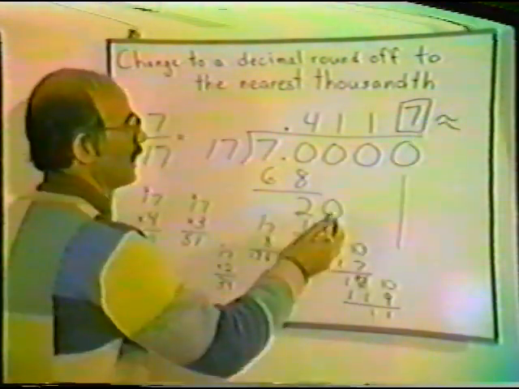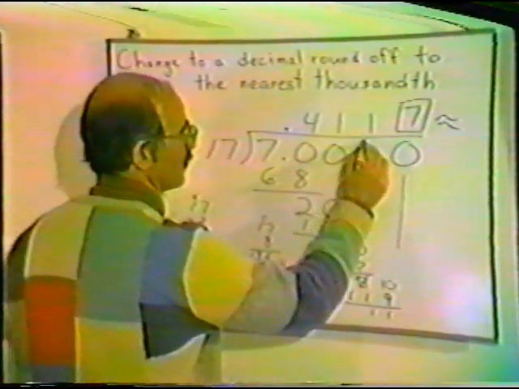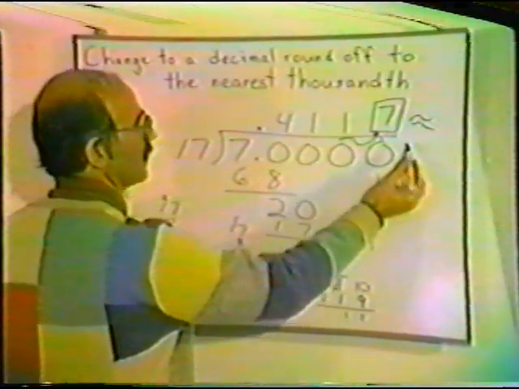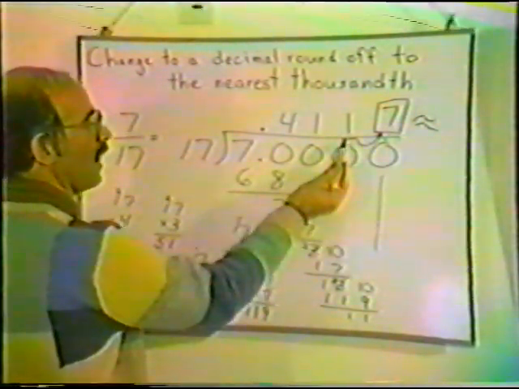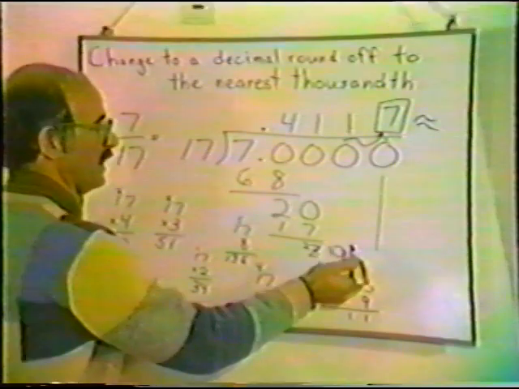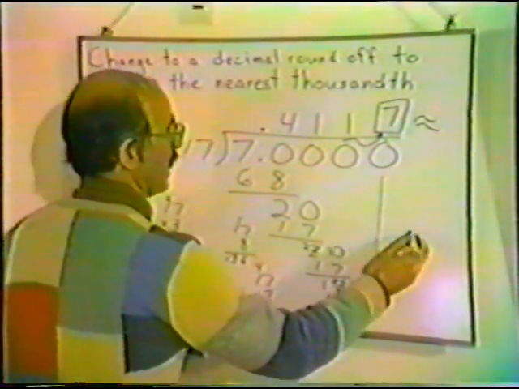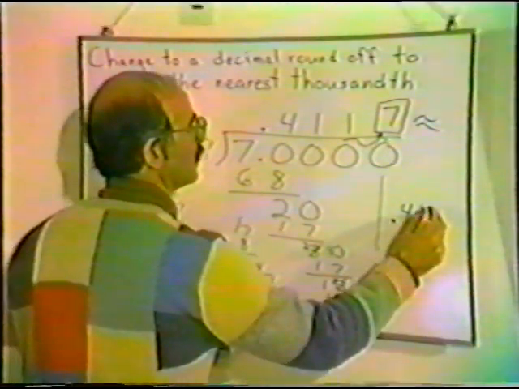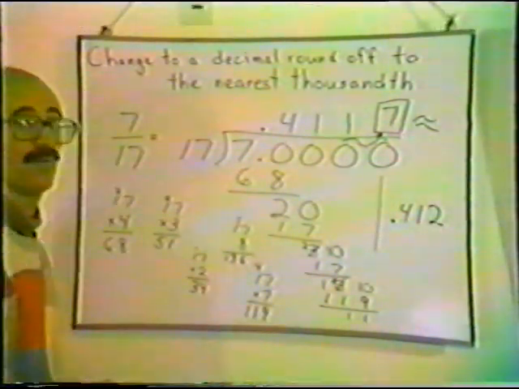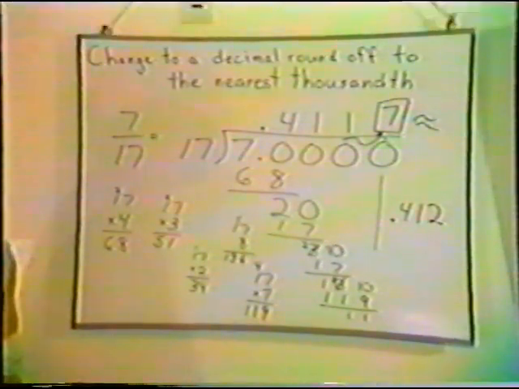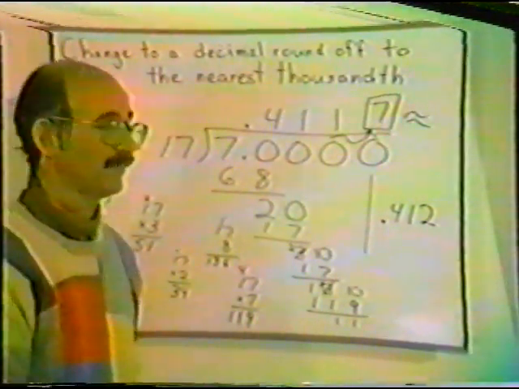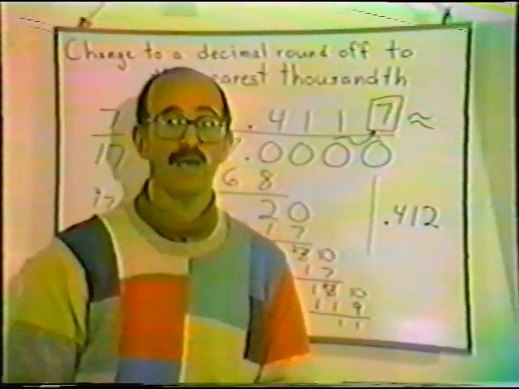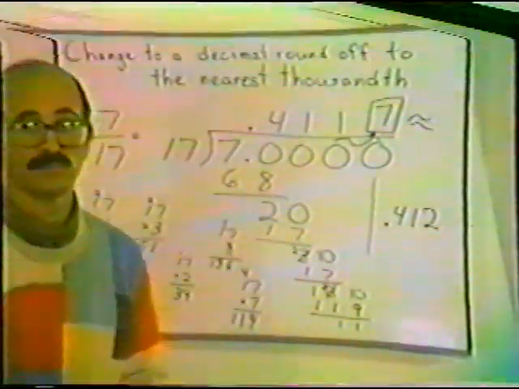The 1, of course, is in the thousands place, and we point to the number in the box. The 7 tells us that the 1 goes up and becomes a 2, and our answer is 0.412. Please read the answer. 412 thousandths. Yes, and we have rounded it off to the thousandths place.